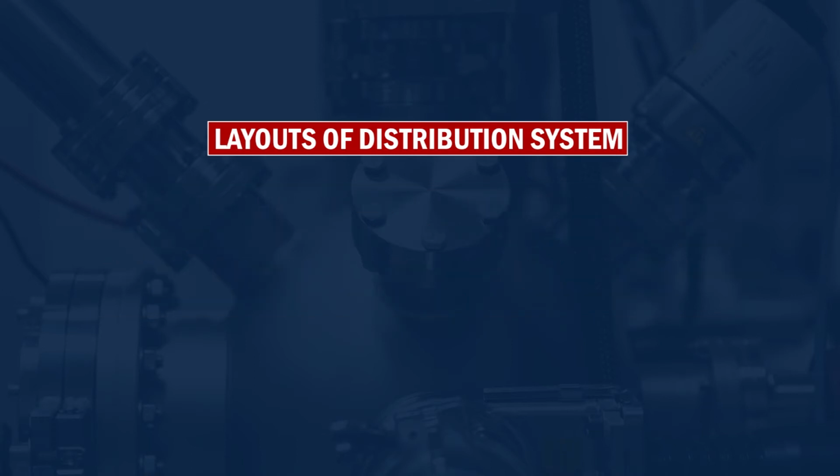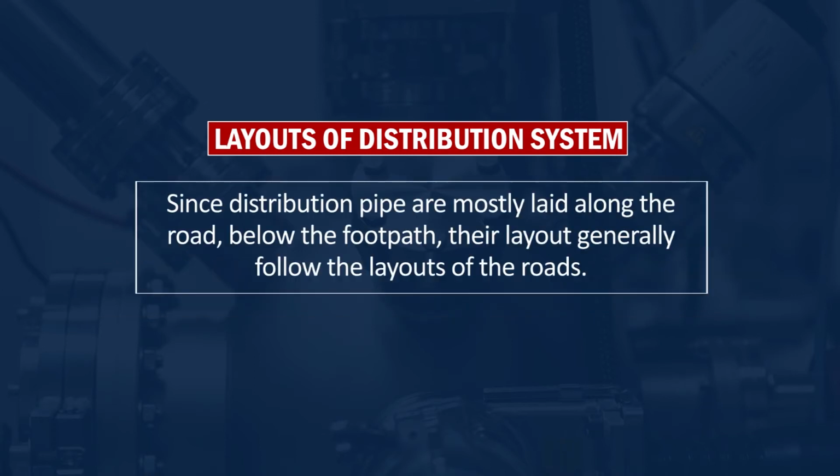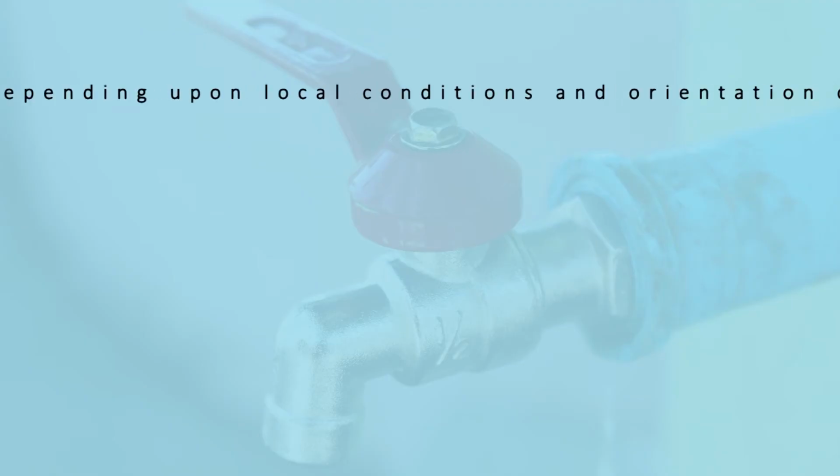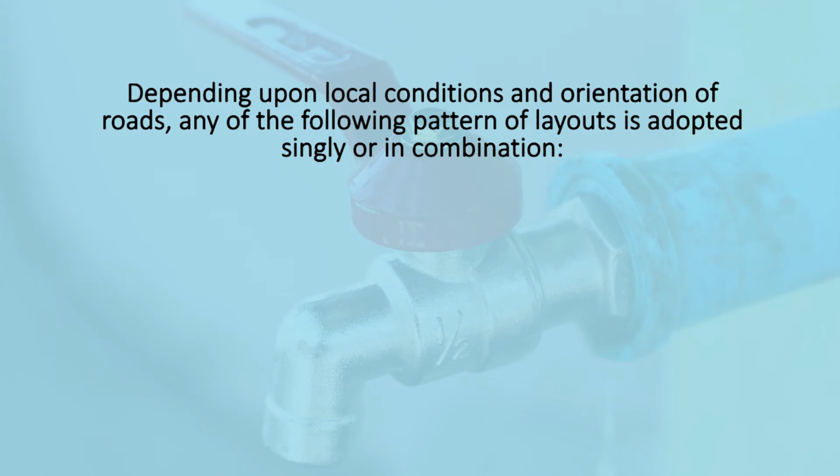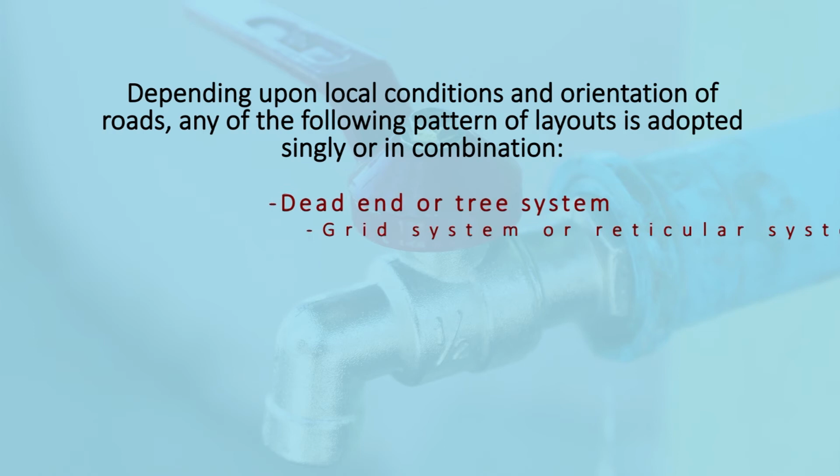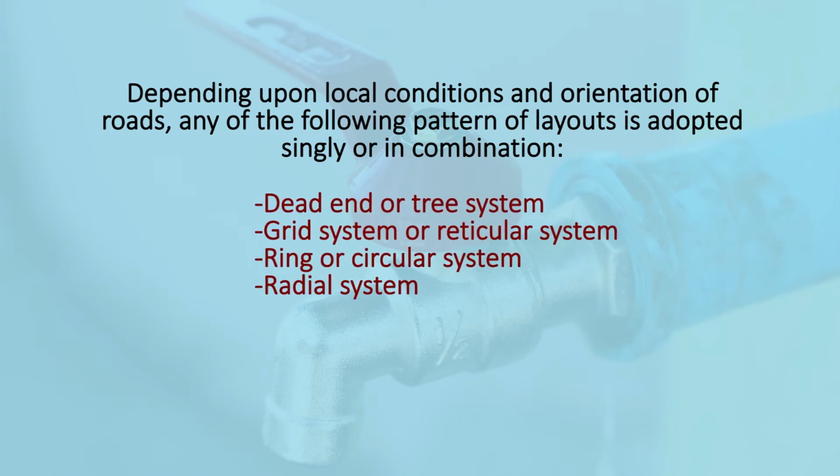Since distribution pipes are mostly laid along the road below the footpath, their layout generally follows the layout of the road. Depending upon local conditions and orientation of roads, any of the following patterns of layout is adopted singly or in combination: dead end or tree system, grid system or reticular system, ring or circular system, and radial system.